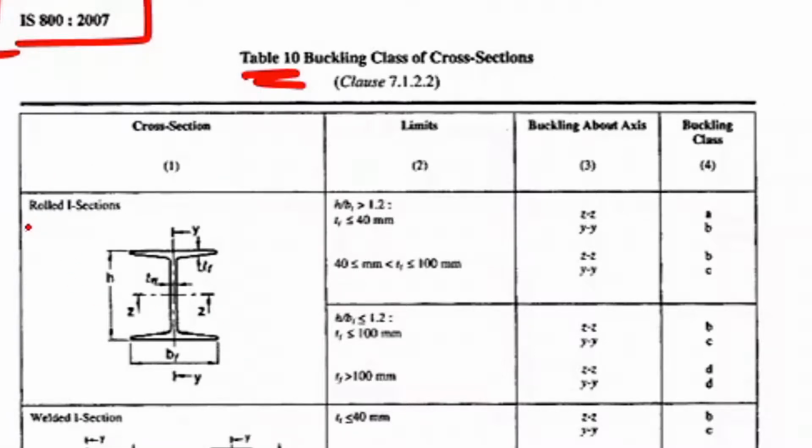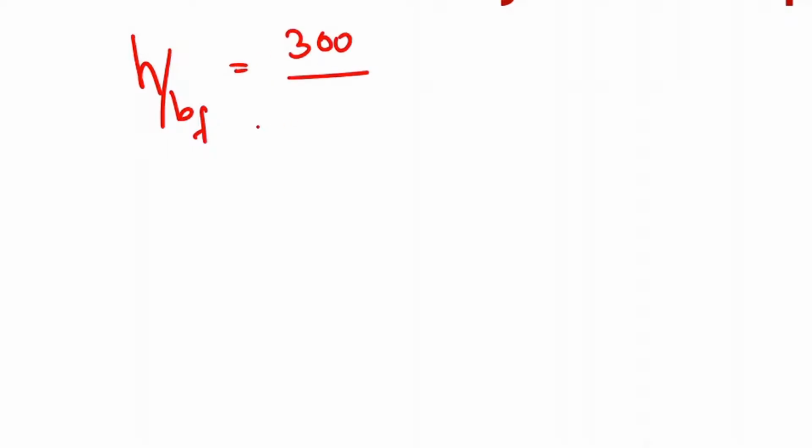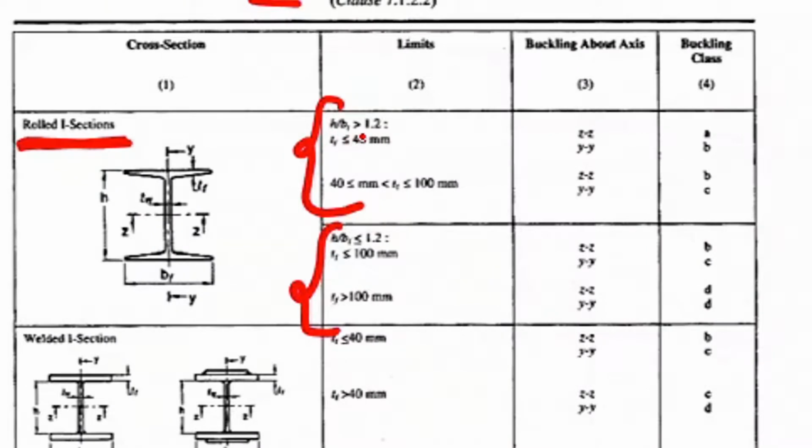Our concern is about the rolled steel I section, because ours is an I and rolled steel, not a welded I section. In the rolled steel I section, you need to check whether the given cross section falls in this criteria or in this criteria. Let's check it. First value is h by bf. My h is the depth of section, which is 300, and bf is the width of flange, which is 250. That is 1.2. Now let's go back to the table and check. If h by bf is greater than 1.2, then it falls under this criteria.